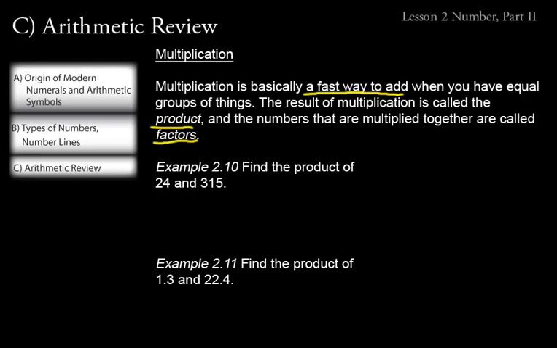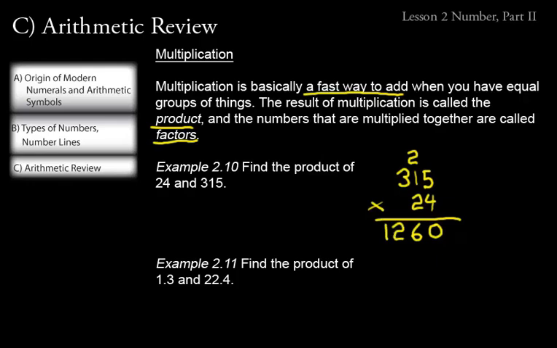Find the product of 24 and 315. When we multiply, we want to put the bigger number on top. So we'll put 315 here, 24 here. And we need to think about place holding as we do this. So we'd say 5 times 4; we'll multiply everything on top by the 4 first. 5 times 4 is 20, so a 0 here, carry a 2. 4 times 1 is 4, plus 2 is 6. 4 times 3 is 12.